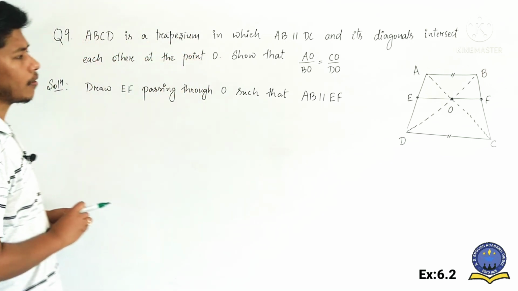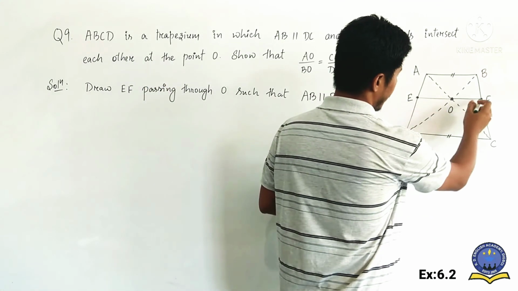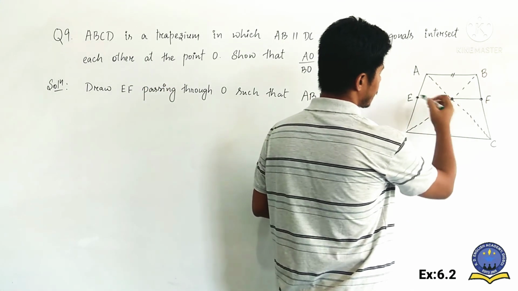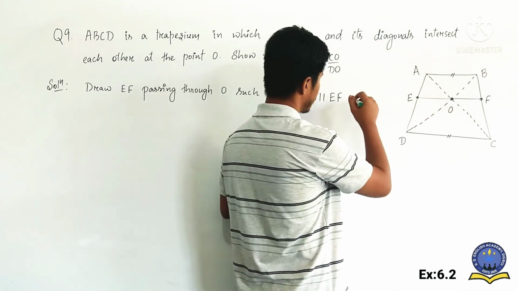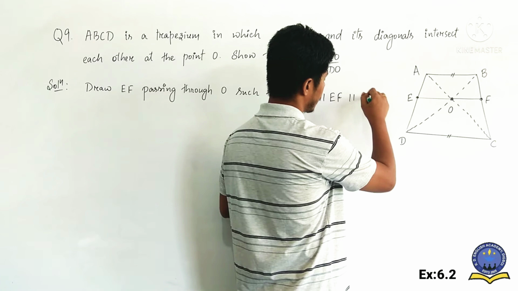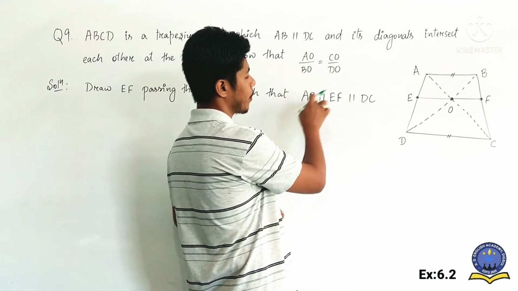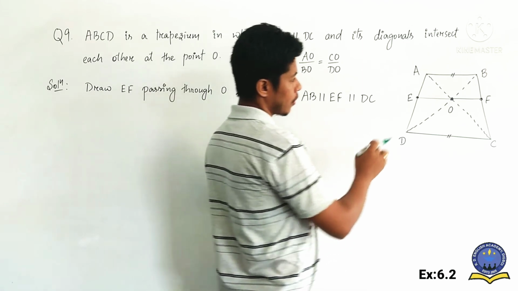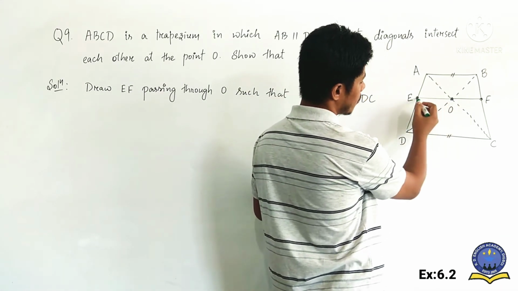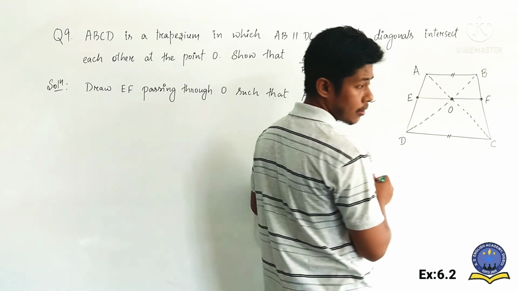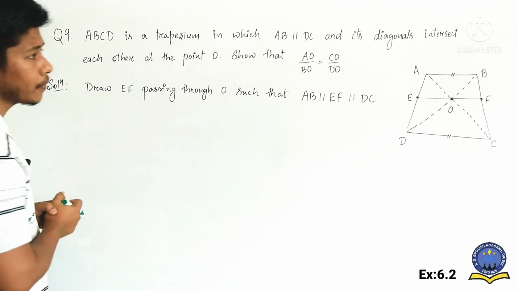Now the main part comes here. When we draw a parallel line EF, if EF is parallel to AB, then EF is also parallel to DC, because these two are already parallel and EF is parallel to both sides. So in this case, EF is parallel to DC, which means EO is also parallel to DC, isn't it?